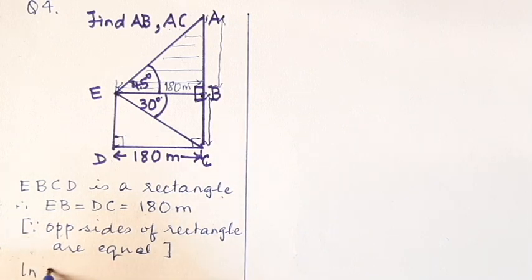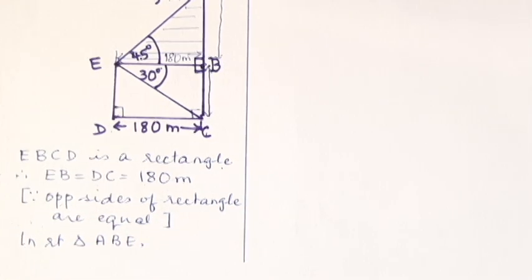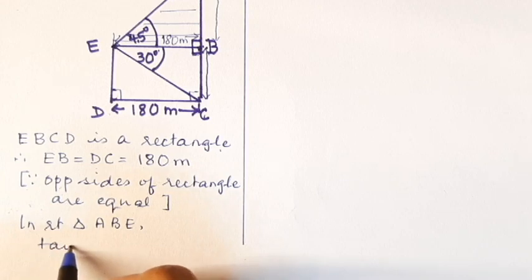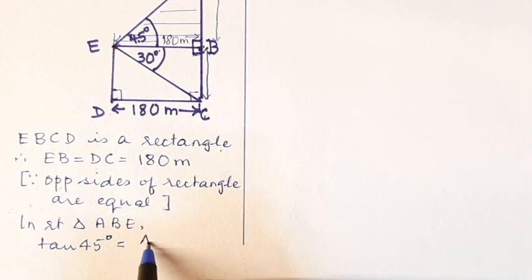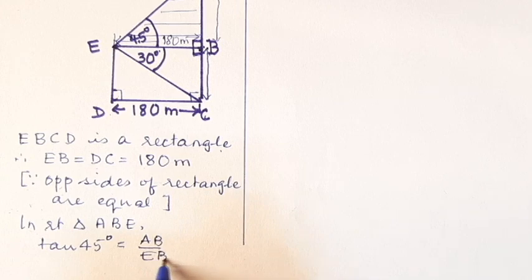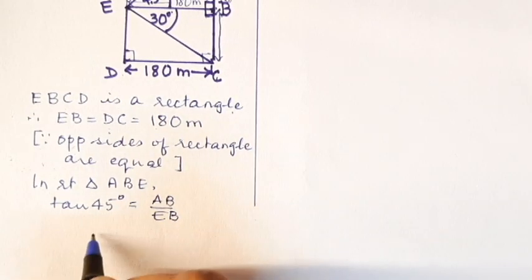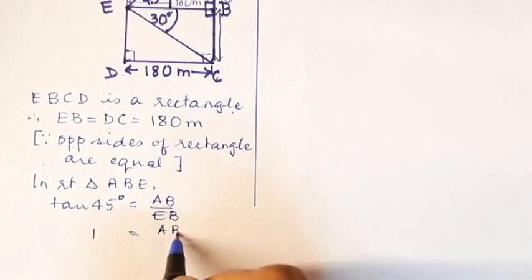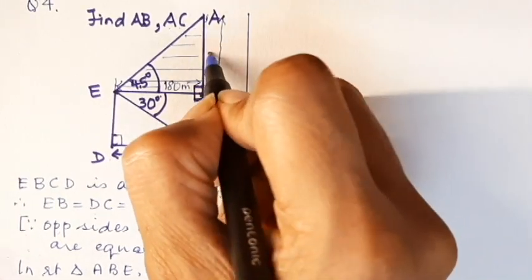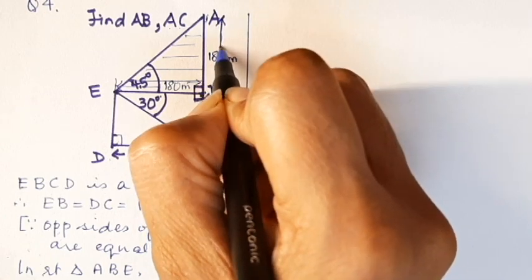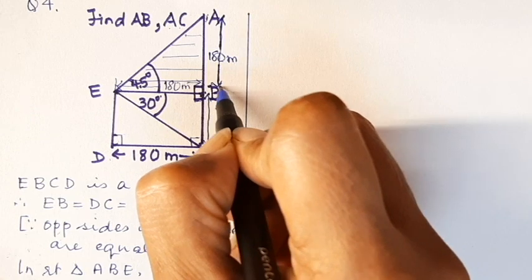And so we will say in right triangle ABE, tan 45 degrees is going to be equal to AB upon EB, and now 1 is equal to AB upon 180 meter, and therefore AB will be equal to 180 meter. This is 180 meter from here up to here.